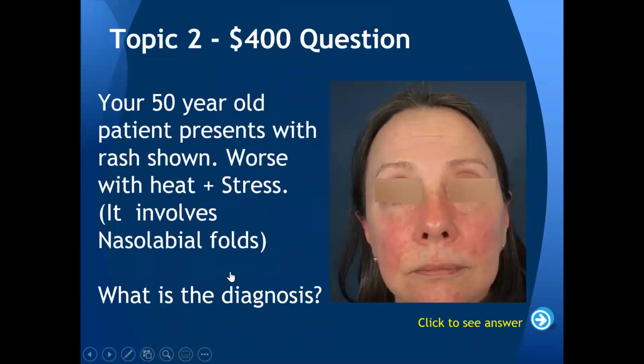This is not acne, but it looks kind of similar. A 50-year-old presents with this rash shown, worse with heat and stress, involves the nasolabial folds. Yes, this is rosacea.